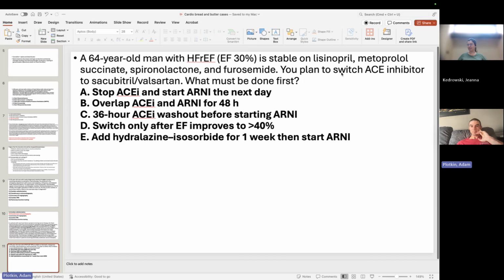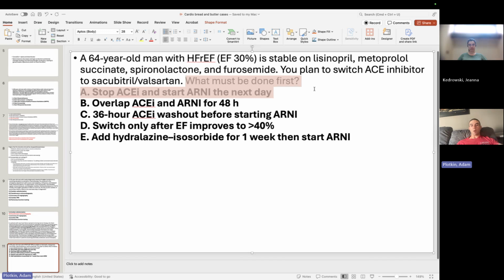All right. So going on, we talked a little bit about the ACE inhibitors and ARNIs. If we want to know what must be done first: we have a 64-year-old man with HFrEF, ejection fraction of 30. He's stable on lisinopril, metoprolol succinate, spironolactone, and furosemide. We want to switch his ACE inhibitor to sacubitril-valsartan. What must we do first?